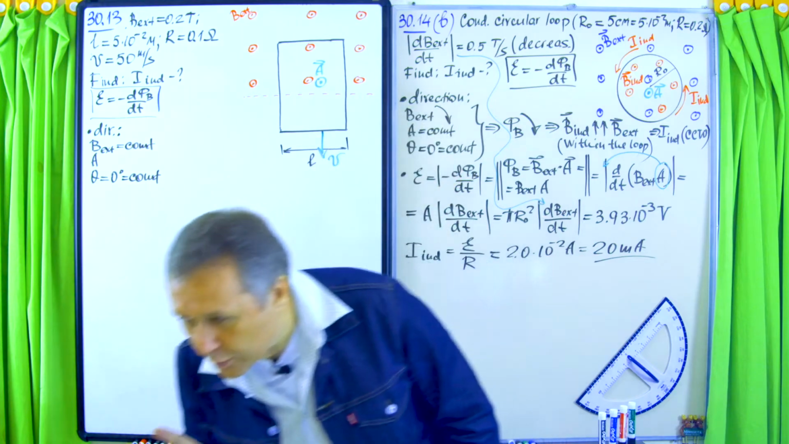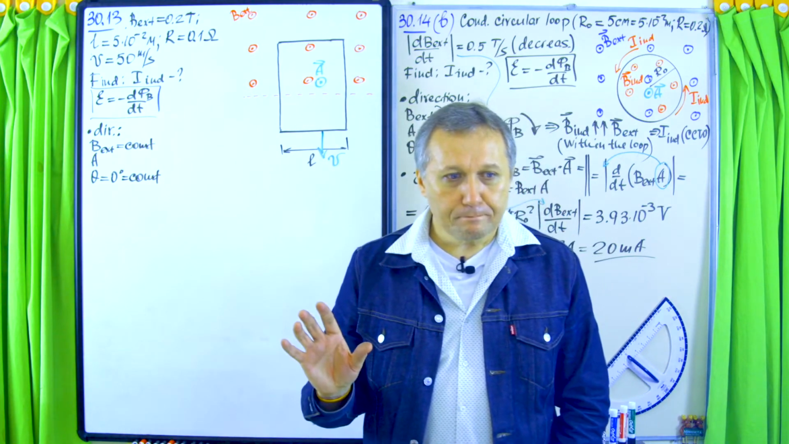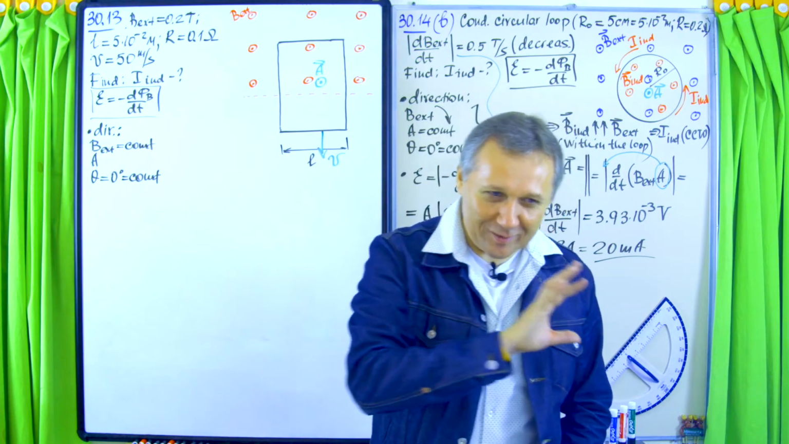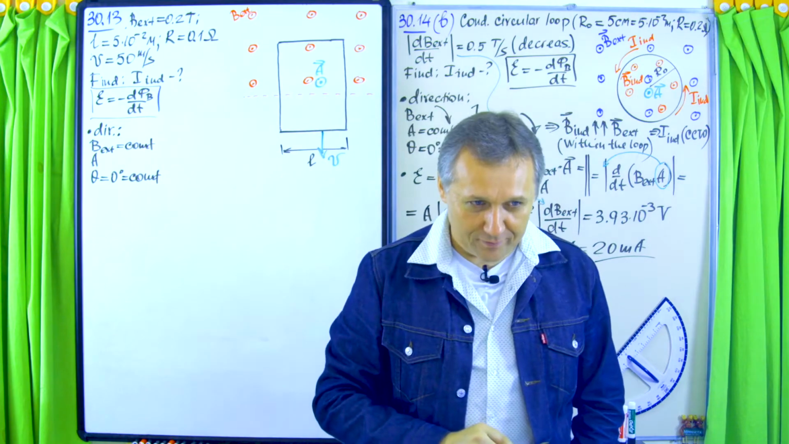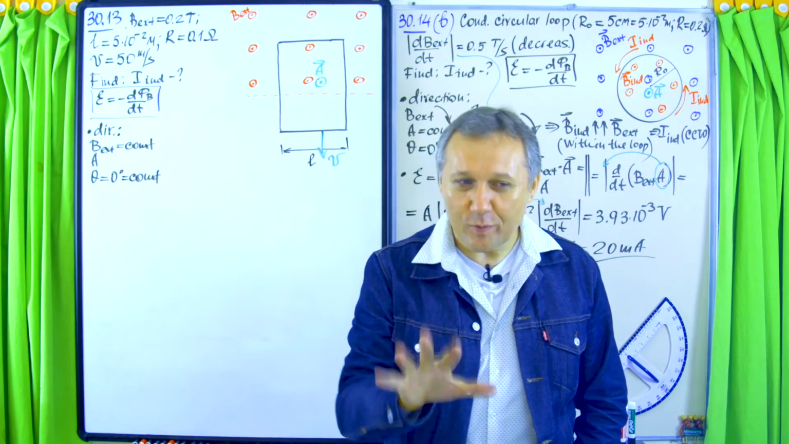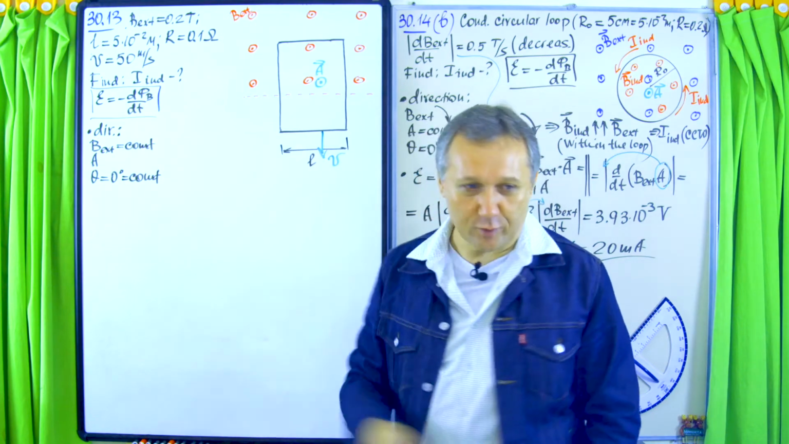Up to this point, okay, let me say it in this way. Look, the area of the whole loop is constant. And that's what we had all the time up to this point, in the problems about Faraday's law, right?